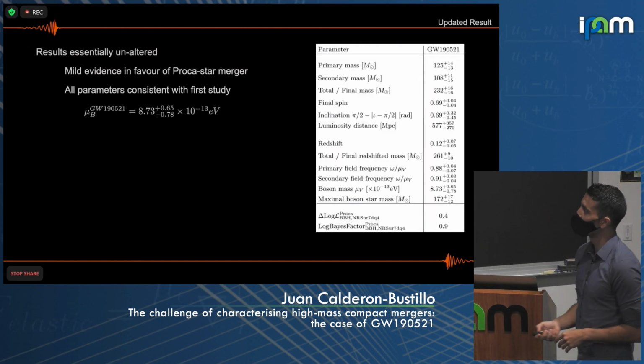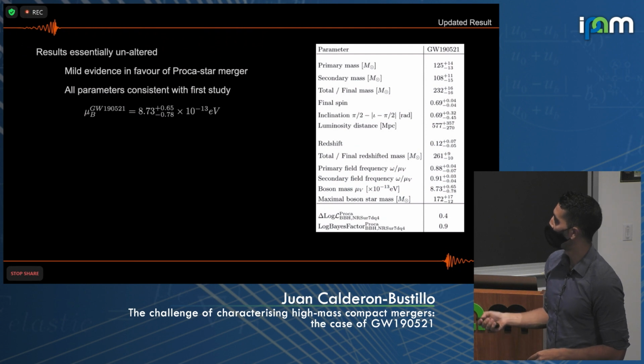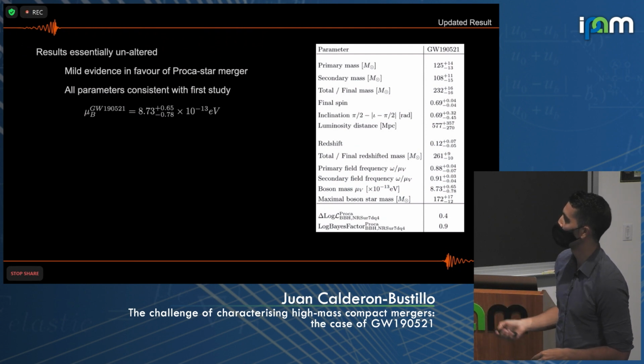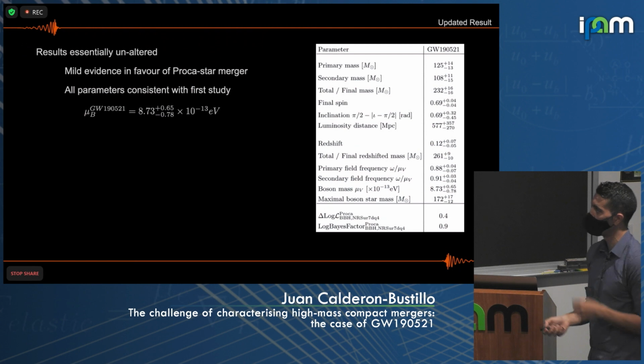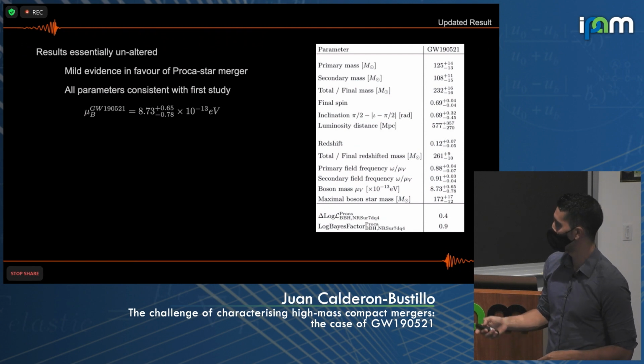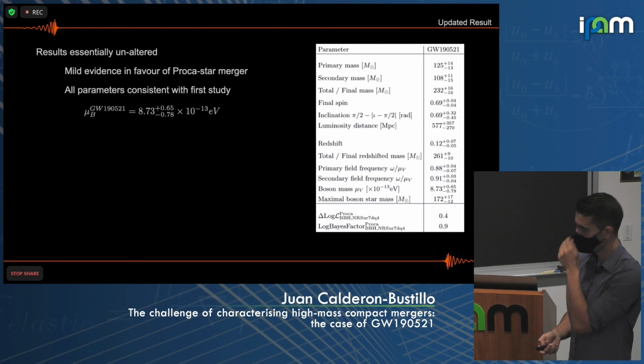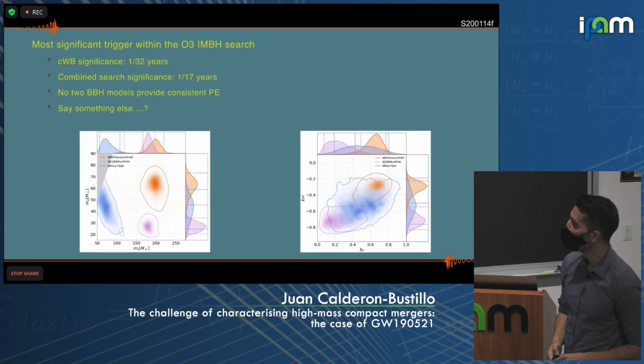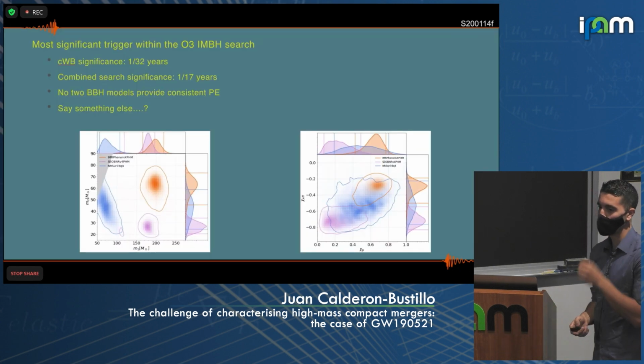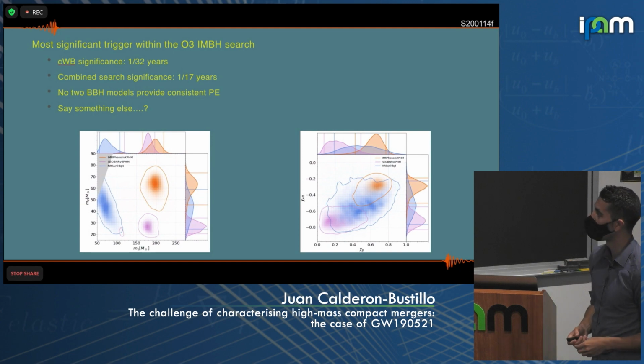And the results are essentially unaltered. So we get parameters that are fully consistent with the initial study. We get a very similar boson mass, so that's nice. Results are robust. And we still get a mild evidence in favor of the Procastar model. So this is nice. Now, what about more events that we may analyze under this scenario?